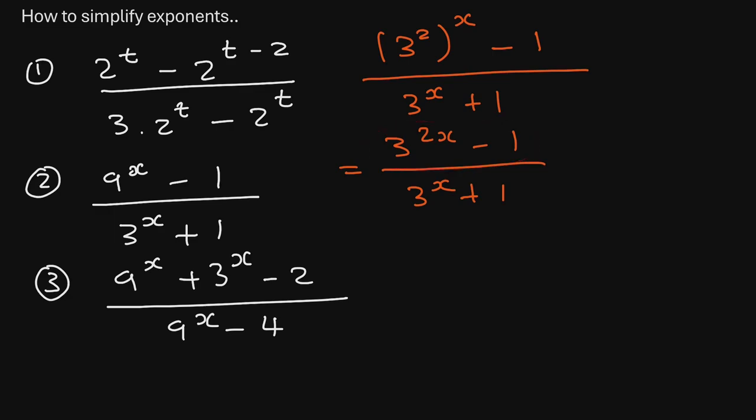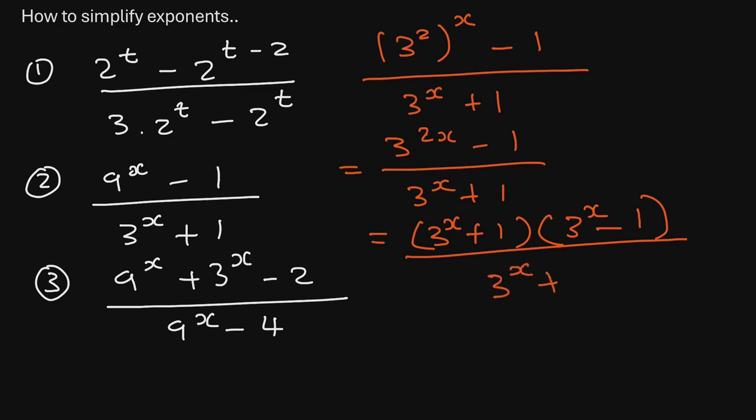If you have a difference of 2 squares, how do you factorize? You factorize by opening 2 brackets. The square root of the first one is 3 to the power of x, and the square root of 1 is 1. So we have 3 to the power of x and 1 in each bracket. Remember the signs will be plus and minus because it's a difference of 2 squares. And this is all divided by 3 to the power of x plus 1. At the bottom we have the same expression, 3 to the power of x plus 1, as at the top, so that cancels out. Therefore, our answer will just be 3 to the power of x minus 1. That is how we will do the second problem.